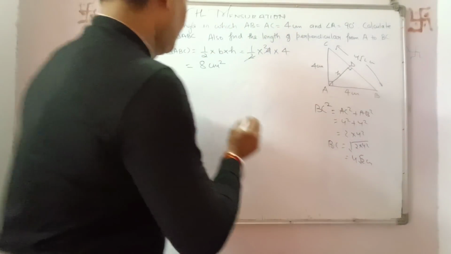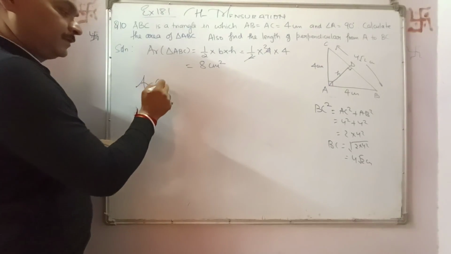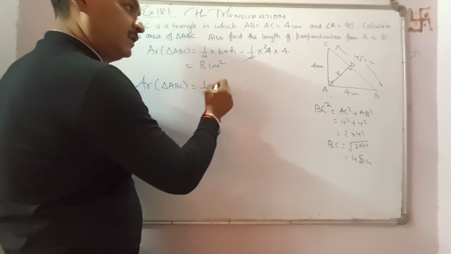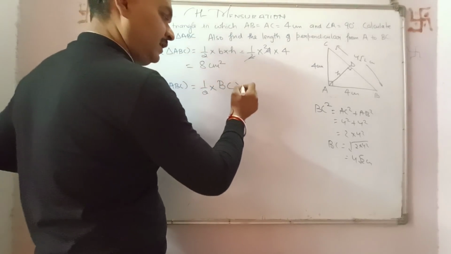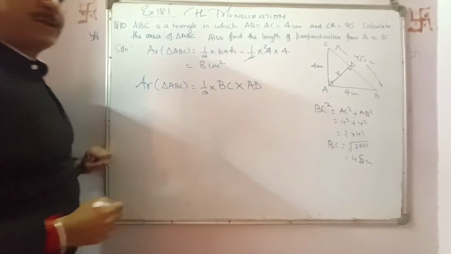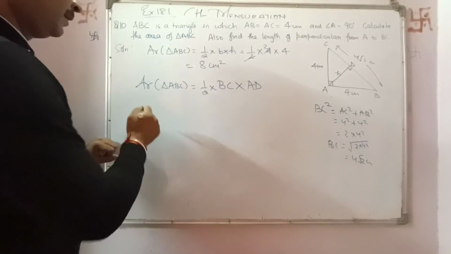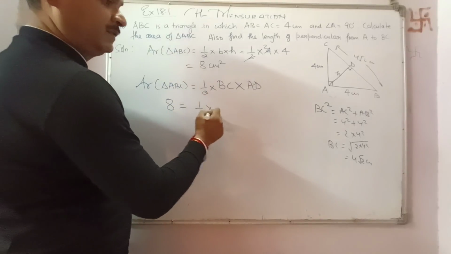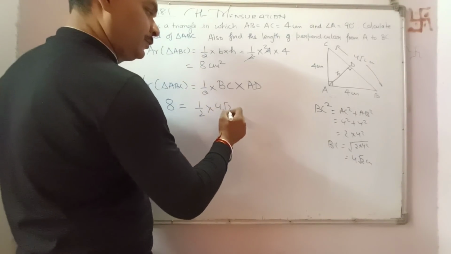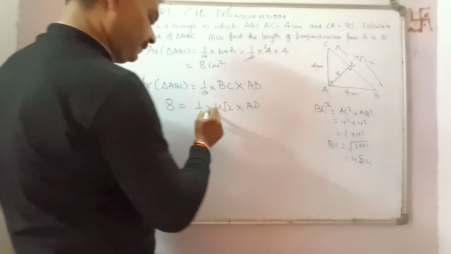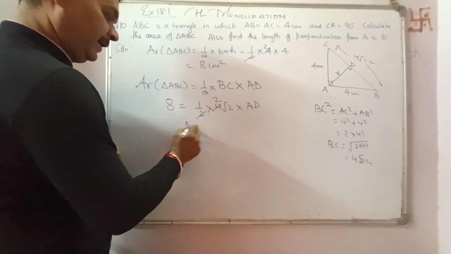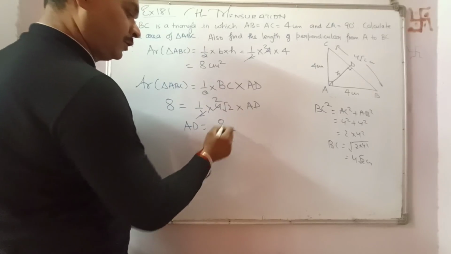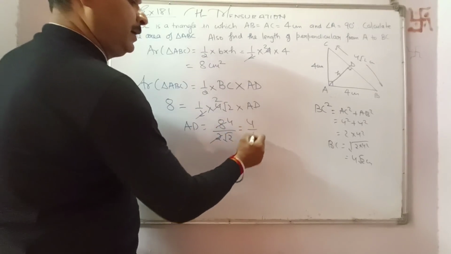Again using area of triangle ABC, half base. Now this time I'm taking the base as BC, then height will be what? AD, which is required. Now the area of triangle ABC we found out is 8. Half, BC we just found 4 root 2, into AD, or AD is equal to 8 by 2 root 2, or 4 by root 2.